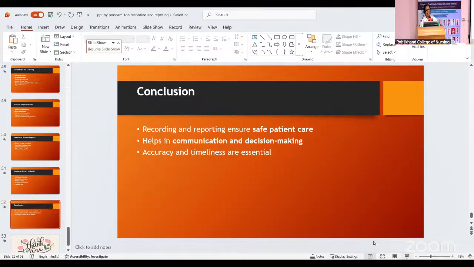So the conclusion is, recording and reporting ensure safe patient care, help in communication and decision making, and accuracy and timeliness are essential. So this was my topic. Some problems occurred in the PPT. From my side, I think I have given my best, and I hope all have understood what I wanted to explain, because this is a very important part of the hospital and of a nurse. Thank you.